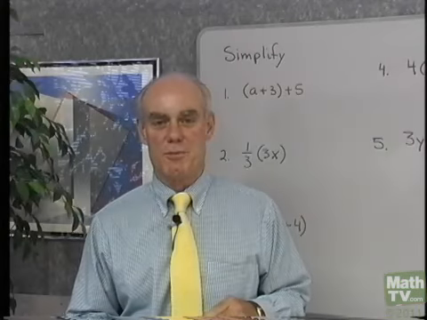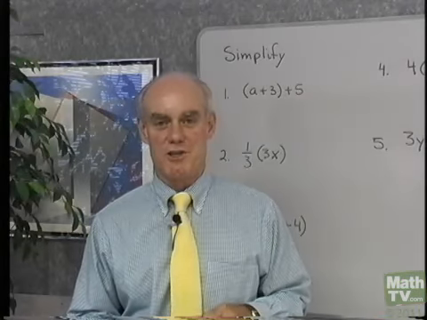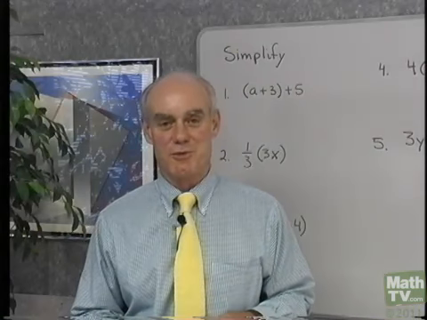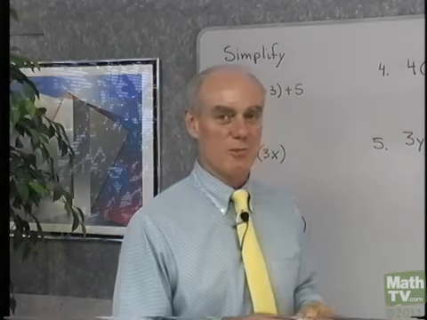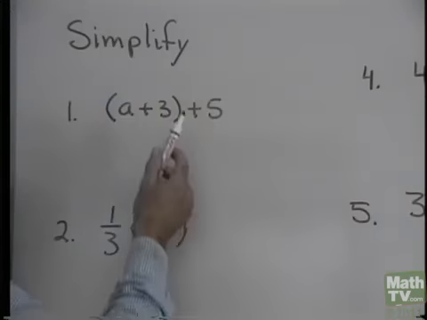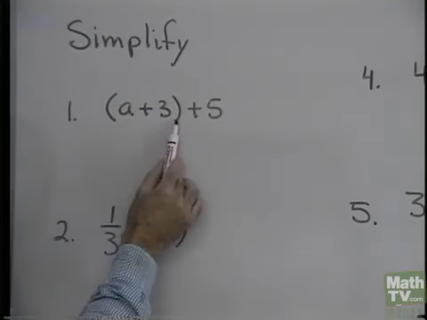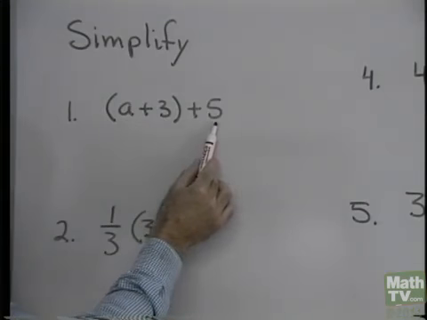The properties of real numbers are what allows us to simplify expressions in algebra, and as you'll see, that's something we're going to do quite often in this course. Let's go to the board and look at some problems. The instructions are simplify, and I have in parentheses a plus 3 and then outside parentheses plus 5.